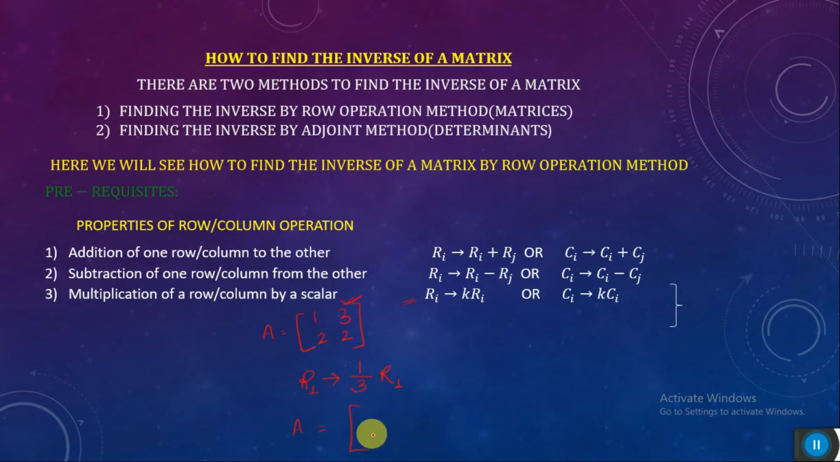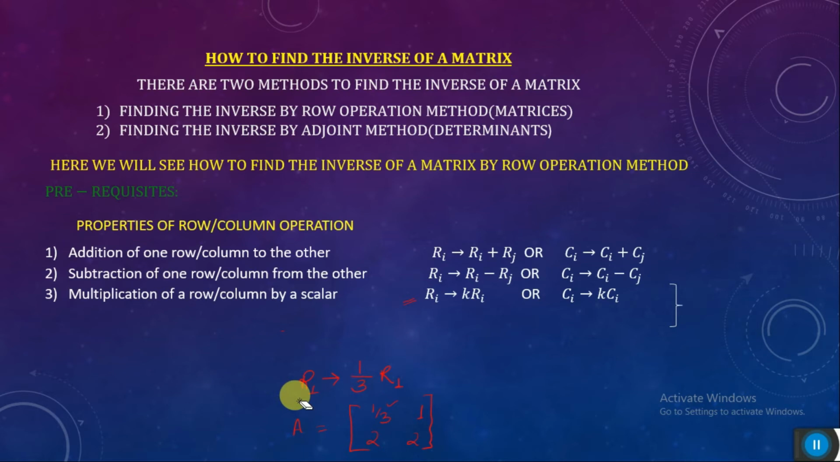So what will be my A now? Row 2 remains as it is because it is not under operation. And this will be 1 by 3, and this element will be 1 by 3 into 1, right? So it will be this, and this one will be 1 by 3 into 3. So this will give me 1. Clear? So these are examples just to understand. You can write down only the operations. These examples you will know if you start using them.